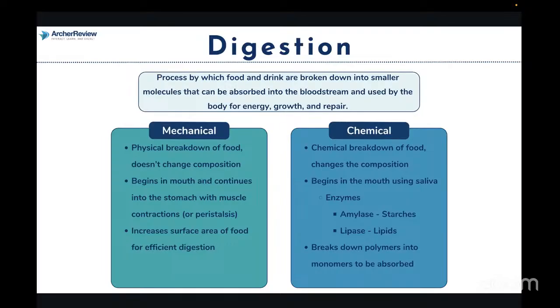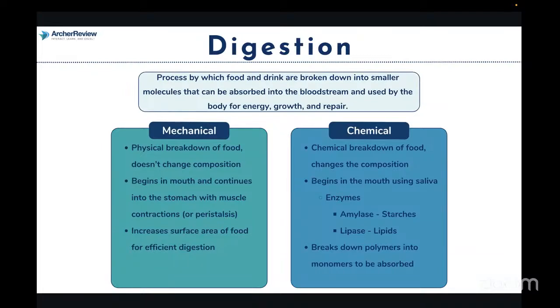So the mouth is not the only structure to take your food and break it down into smaller pieces. It also occurs in the stomach with muscle contractions, and we call this peristalsis. The purpose of this is to increase surface area for food so that we can maximize digestion and that absorption of nutrients. Well, that is different than the other type of digestion that occurs, and that's chemical digestion.